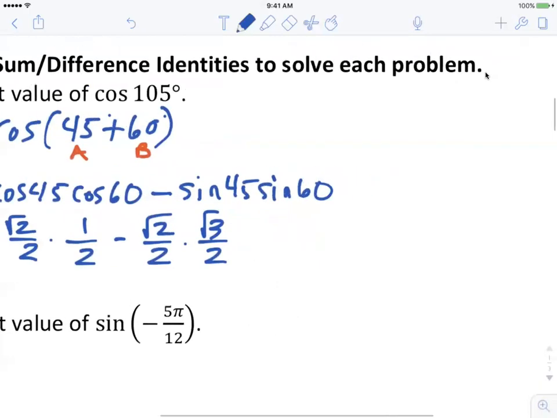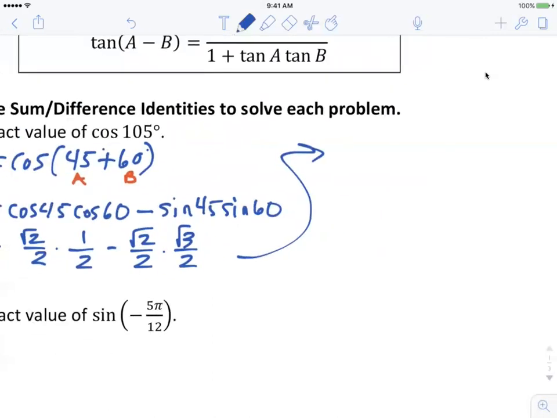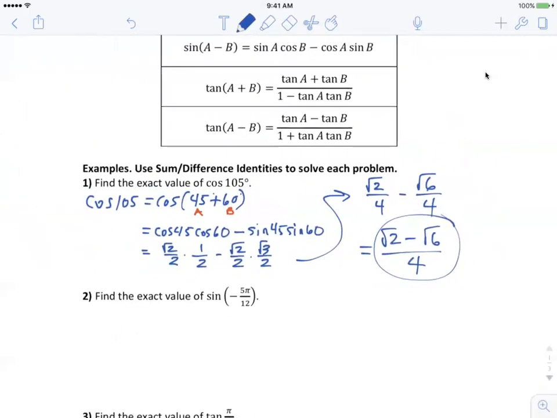So if I multiply root 2 over 2 times a half, that's root 2 over 4, 2 times 2, 4. Minus root 2 times root 3 is root 6 over 4. Then just combine because you have a common denominator: root 2 minus root 6, all over 4. And you can't combine root 2 and root 6. You just have to leave them separated. Okay, so there's the idea on those.